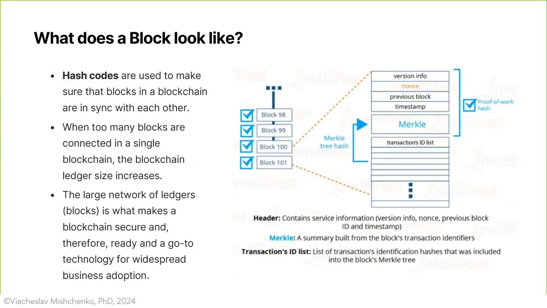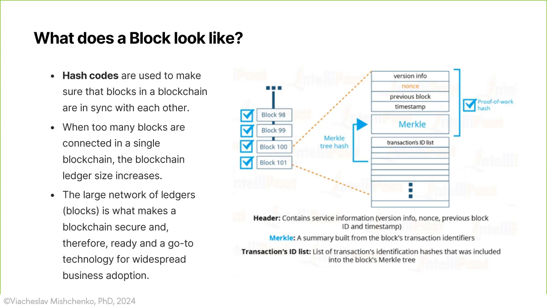You can think of it as the block's ID card, for example. And below that, we have the Merkle section, which is essentially a clever way of summarizing all of the transactions in the block. It's named after Ralph Merkle, who patented this tree structure back in 1979. It's brilliant, really, because it allows us to verify transactions efficiently.